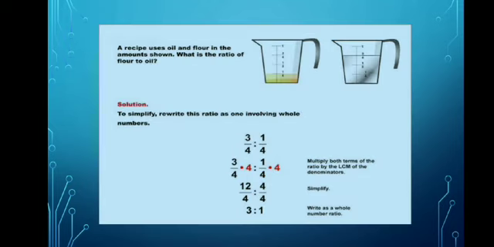A recipe uses oil and flour in the amount shown. What is the ratio of flour to oil? Solution: to simplify, rewrite this ratio as one involving whole numbers. 3/4 is to 1/4. 3/4 into 4 is to 1/4 into 4, which gives 12/4 is to 4/4, which gives 3:1. Now we can move to the next problem.